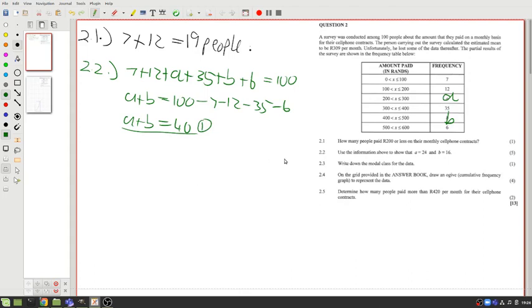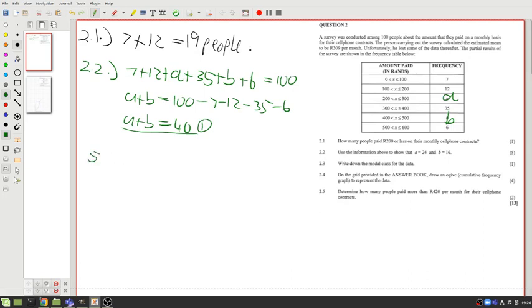Now we need another equation. The other equation we can find because we know what the estimated mean is. He's already calculated that. The mean we calculate by using the midpoint of the classes or intervals multiplied by the frequency, taking the sum of that, divided by the total frequency. So let's write all of that down. The midpoint between 0 and 100 is 50.